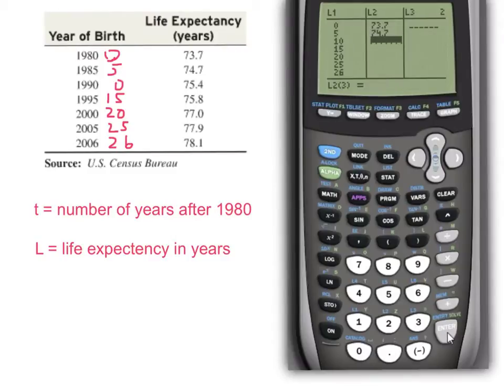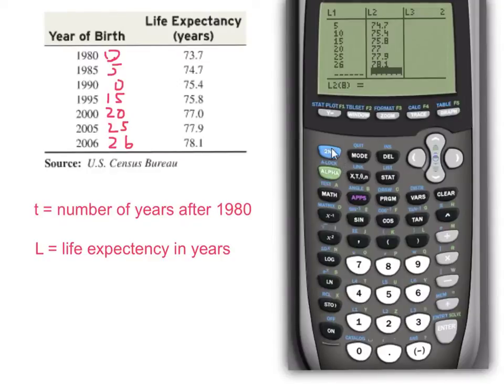Okay, so you just put your x's into L1, which is our time values, and your y's into L2, which are the life expectancy values. Okay, and I'm down to the last piece of data, 78.1. And so once you get all your data in there, you now want to set up the graph.